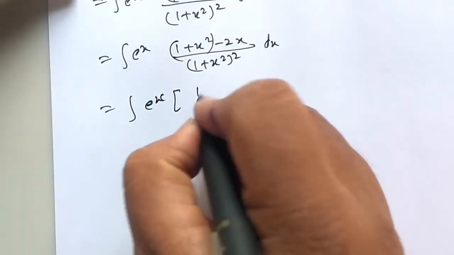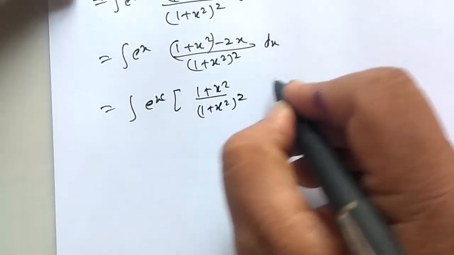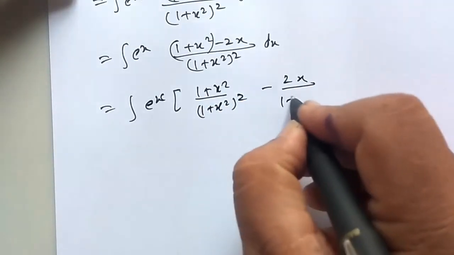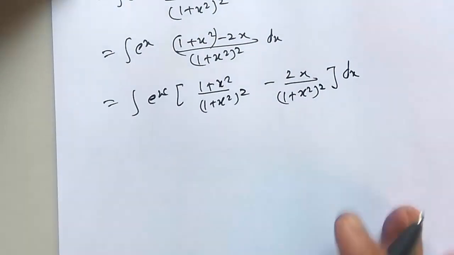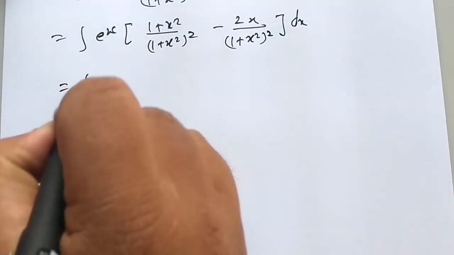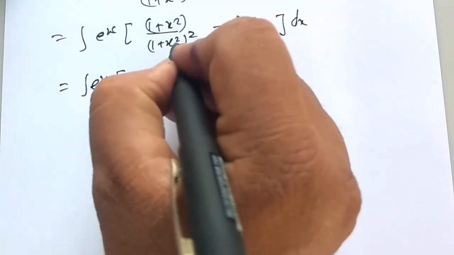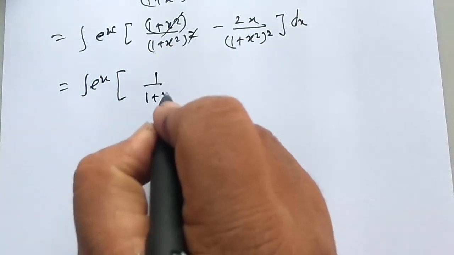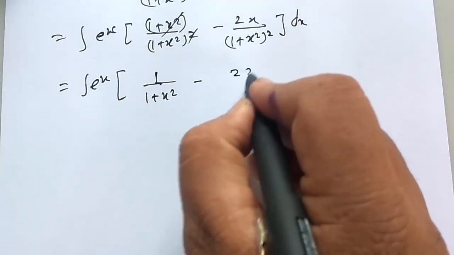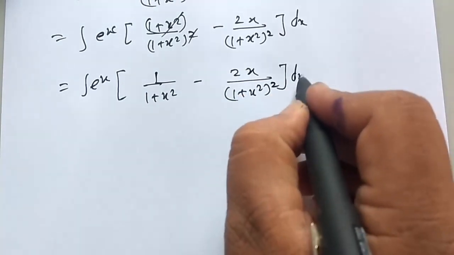Here (1 plus x square) upon (1 plus x square)^2 minus 2x upon (1 plus x square)^2 dx is equal to e raised to x. Here one factor of 1 plus x square gets cancelled with 1 plus x square. So 1 upon 1 plus x square minus 2x upon (1 plus x square)^2 dx.